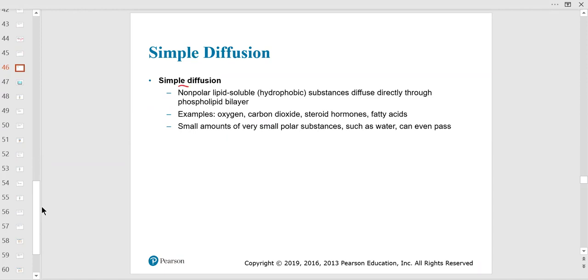Okay, back to simple diffusion. Nonpolar lipid-soluble substances diffuse directly through. An example is O2. Remember, oxygen is a molecule. Carbon dioxide is very lipid-soluble. Did I mention steroid hormones? Testosterone walks right in. Estrogen comes right in. No charge. Fatty acids pretty much come right in, unless they're attached to something that's polar. Some small things such as water can pass. So there is some free pass, but remember the aquaporins.